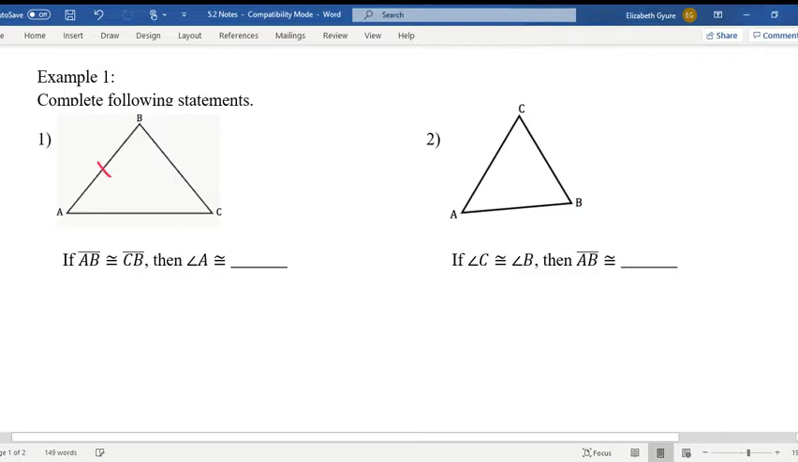So if AB is congruent to CB, I would mark that. Because then that kind of tells you, isn't your triangle oriented where the base is on the bottom? So if segment AB is congruent to segment CB, angle A is going to have to be congruent to what other angle? Yeah, angle C. That is your isosceles triangle theorem. If the sides are congruent, then the angles opposite them are congruent.